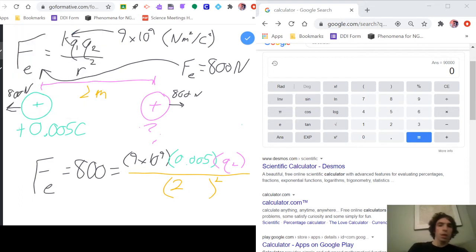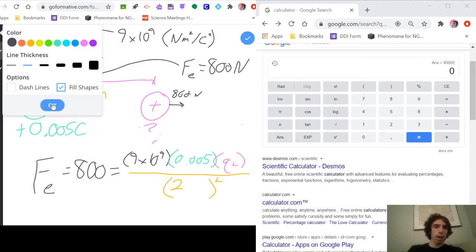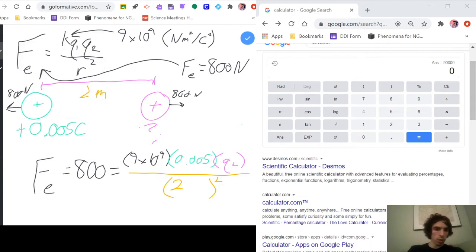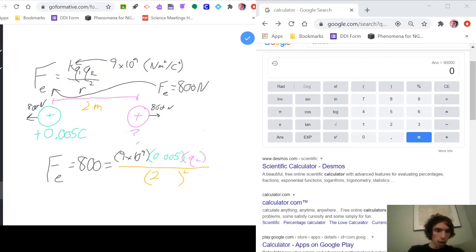So in order to solve for this Q2 up here, let's get everything else in this equation to the other side, right? So if I'm right now dividing by 2 squared, why don't I cancel that out by multiplying both sides of this equation by 2 squared? Let's take a second to do that, and I'll just show that briefly here. So I'm going to multiply both sides of this equation times 2 squared.